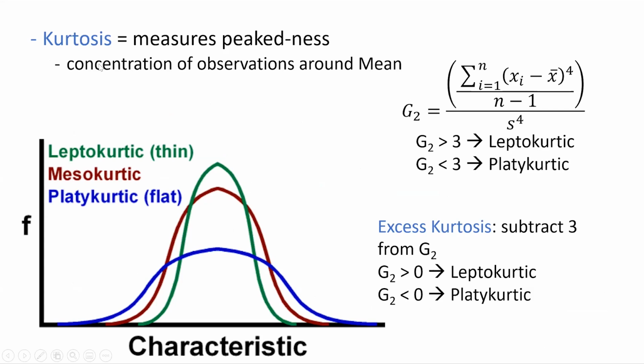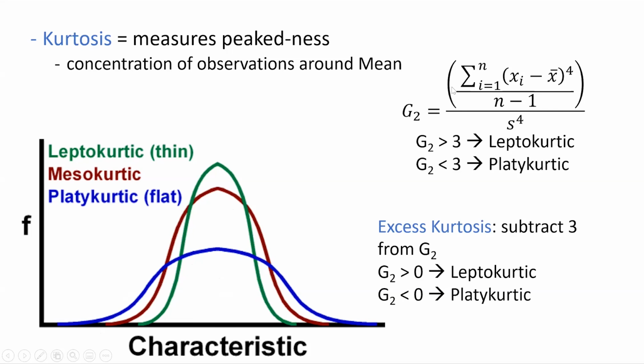So kurtosis measures the peakedness, the concentration of observations around the mean. It's represented with G sub 2. If something is leptokurtic, that means we have a high concentration of observations around the mean, a high peakedness. Mesokurtic means it's somewhere in the middle: we do have a high concentration, but there's a little bit more spread. And then we have platykurtic, which means there's a low concentration around the mean, so there's a lot more variation, in general just a flatter curve.